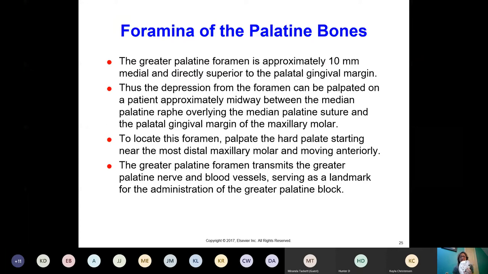The depression from the foramen can be palpated on the patient approximately midway between the median palatine raphe overlying the median palatine suture and the palatal gingiva. So basically, that's the same area, just a different description.